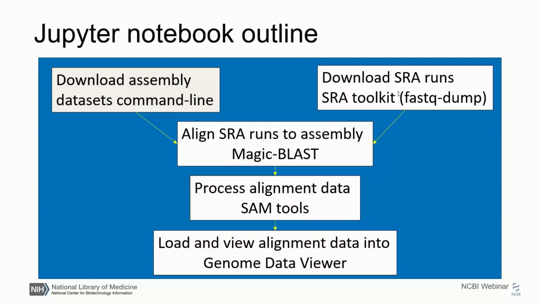So we're going to download those SRA runs, and we're going to use the SRA Toolkit and a program in there called FastQDump to get that data out of SRA format. We're also going to download the assembly using the Datasets command line tool. And then we're going to use a tool called Magic Blast to align those next-gen sequencing data to the genome. That will tell us what genes they match. And we'll process that alignment data with SAMtools so that we can upload it into the genome data viewer and look at expression across the genome and also across those different treatments.